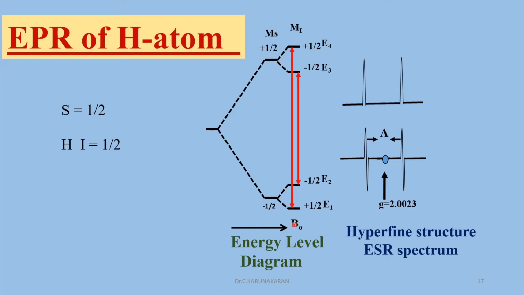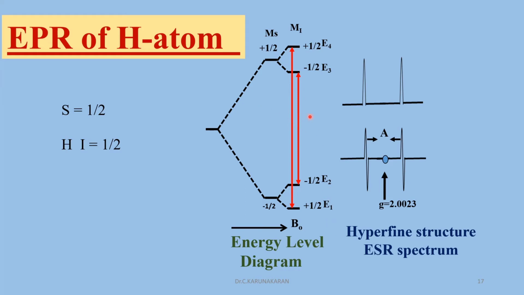And further, each spin state is split into two levels due to coupling between the electron spin moment and the nuclear spin magnetic moment. Therefore, it splits into two. In the case of ESR, minus 1/2 is the lowest energy state, whereas in the case of NMR, plus 1/2 is the ground state.